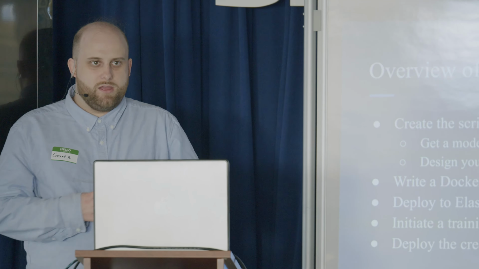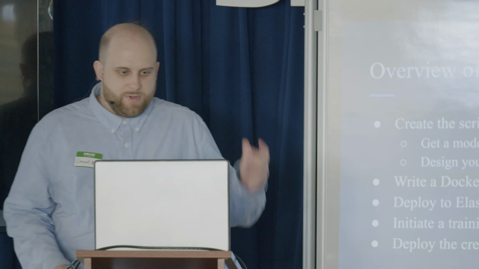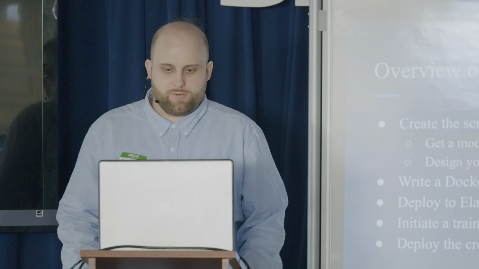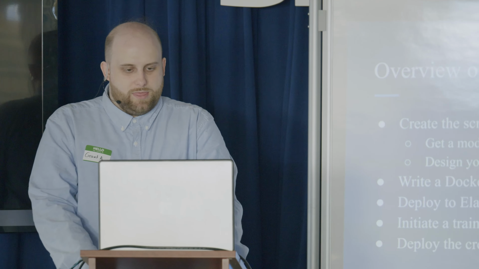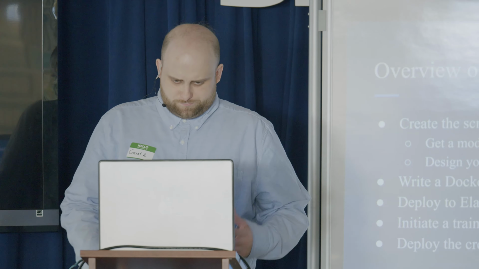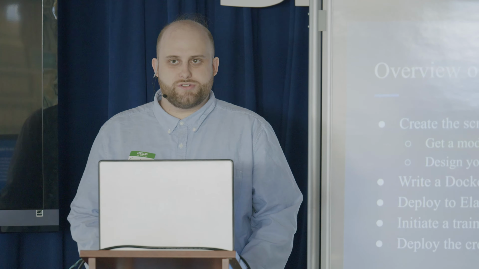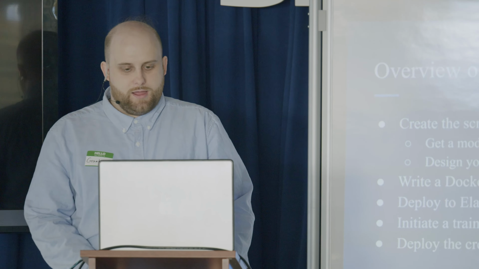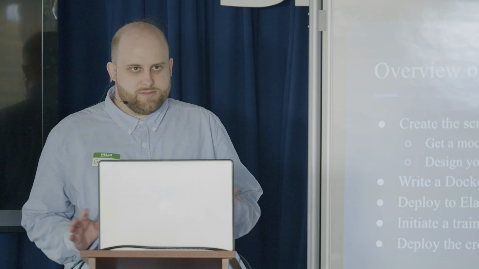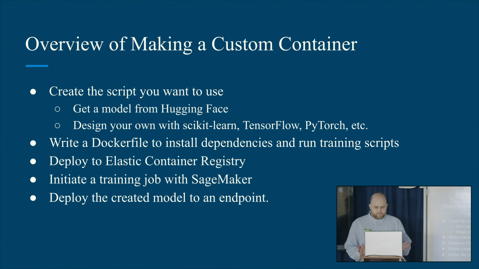Pulling down a model from Hugging Face is a good option. Designing your own, again, those work really well. Then you need a Dockerfile that installs your dependencies, as well as some shell scripts to run your training scripts when it comes time to do so. You then deploy it to Elastic Container Registry. Then you can initiate your training job with SageMaker and deploy the created model to an endpoint.